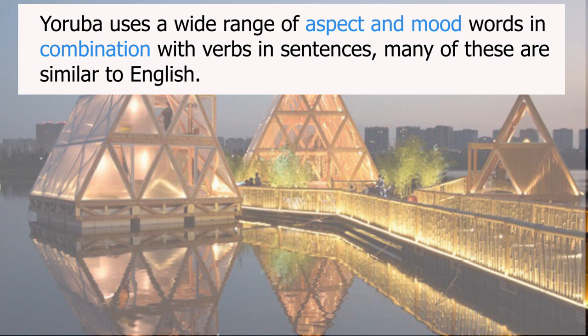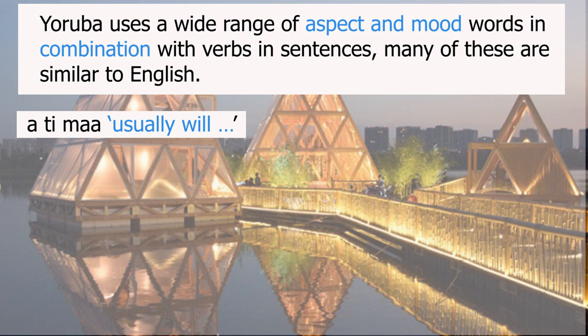Aspect and mood. Yoruba uses a wide range of mood and aspect markers in front of the verb to mark different aspects of the sentence. Many of these are very similar to English in our modal verb system, such as should, would, usually don't, and other forms that Yoruba has. Some are similar to English, others not so much.